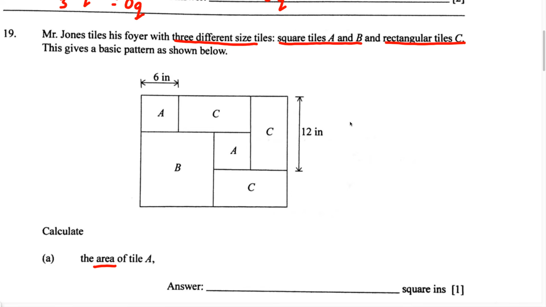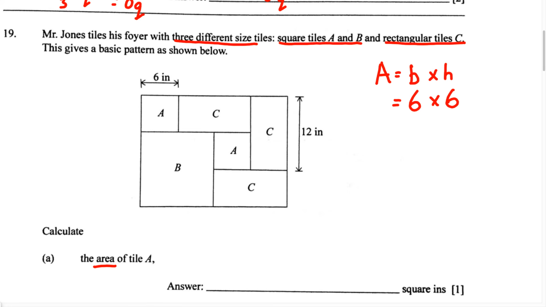Now, if you can't remember the area of a square, just turn to the front of the page and that's where all the formulas are. Now, we should remember the area of a square is going to be base multiplied by height. Now, the base in this situation is going to be 6 inches. So we can say 6 multiplied. Now, the height is also going to be 6 inches because we know all sides of a square are equal. So if this side is 6 inches, this side is also 6 inches. So we can say 6 multiplied by 6.